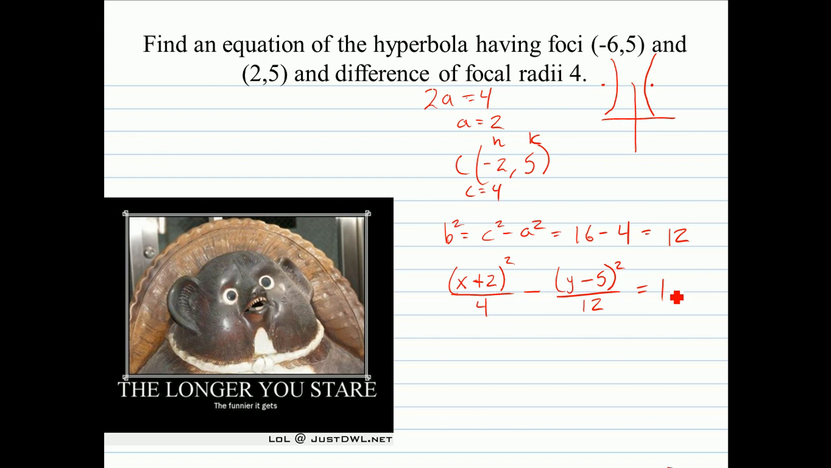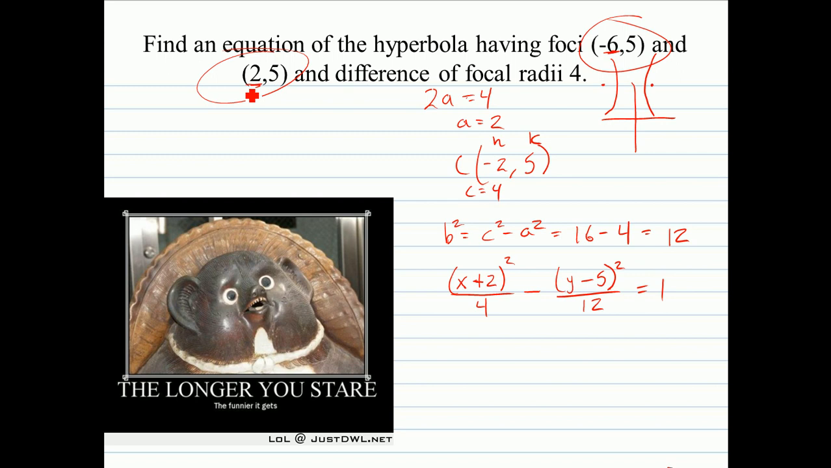The reason why is your focal radii. I found A by doing 2A equals 4, so A equals 2. After that, I found my center, which is halfway in between this point and this point. So really, forget the 5. If I look at -6 and 2, what's halfway in between those? -2.